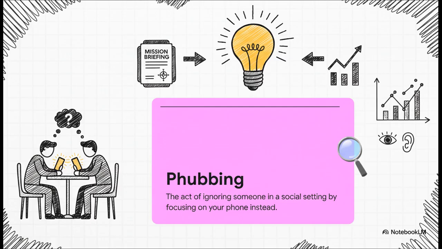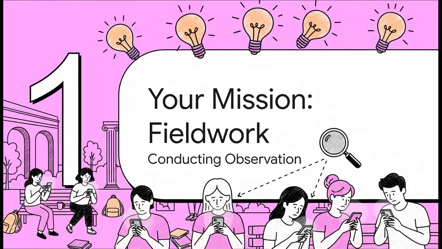For that, we turn to our official mission briefing, the assignment instructions themselves. Let's walk through the exact steps you need to take. We're talking about conducting a direct observation of fubbing right in its natural habitat, a university campus.